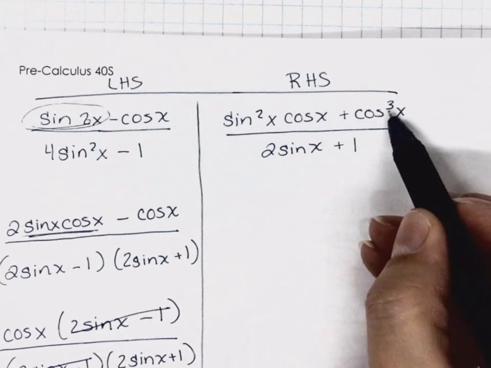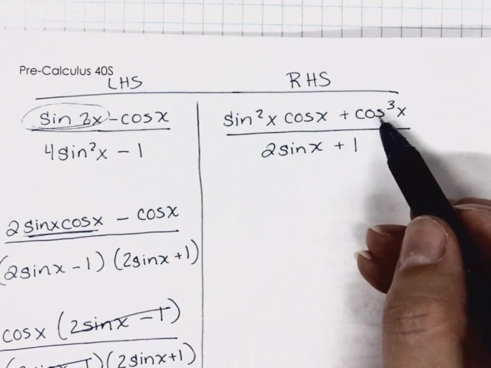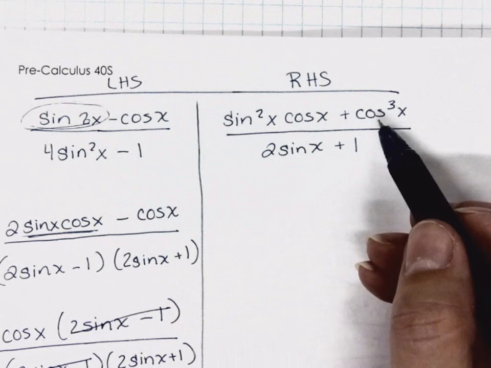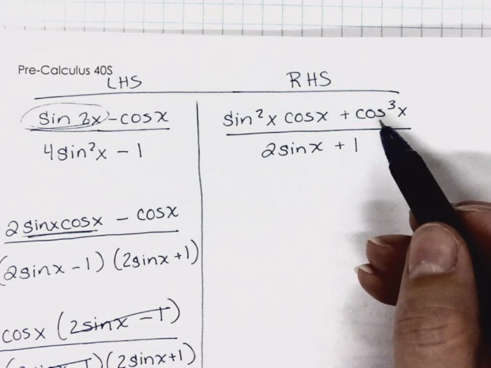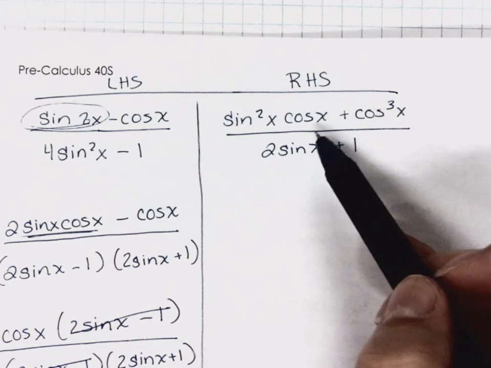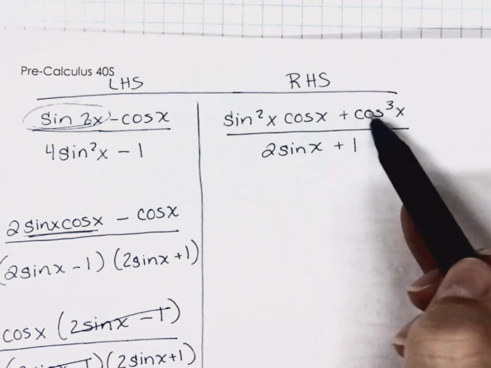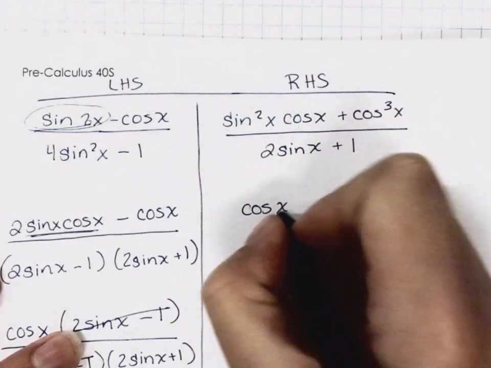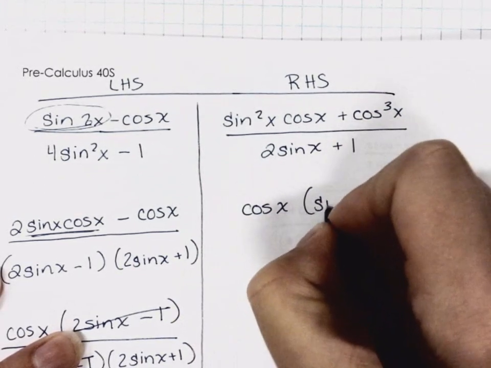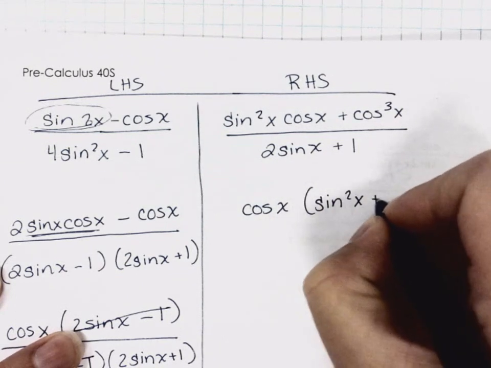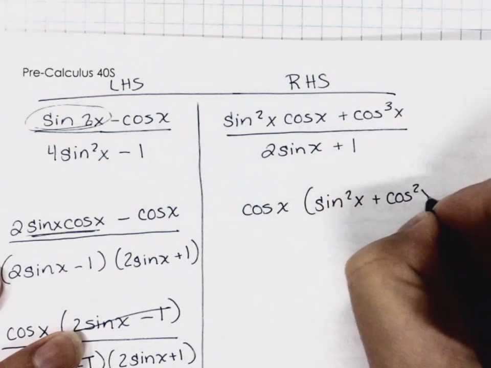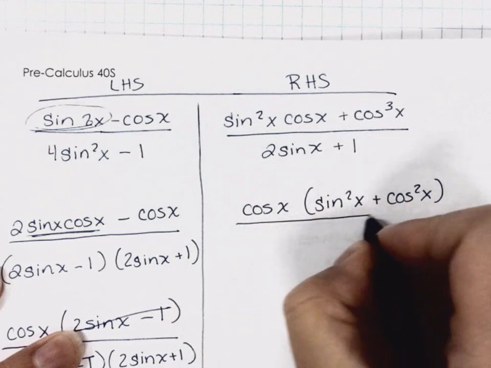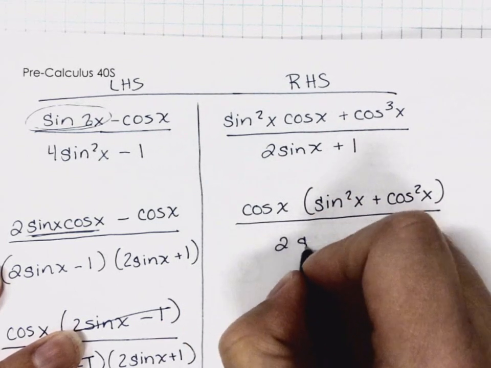So that cubed, none of my identities have a cube in it. None of them do. I don't want to deal with a cube. This upsets me. So I am going to common factor out a cos x. Oh, it's so exciting.